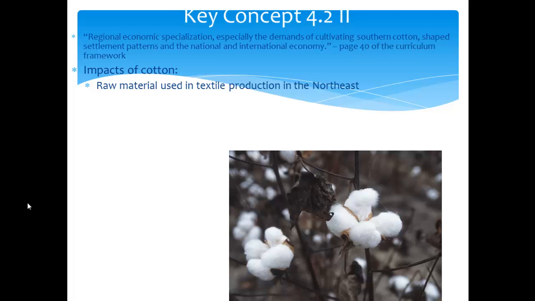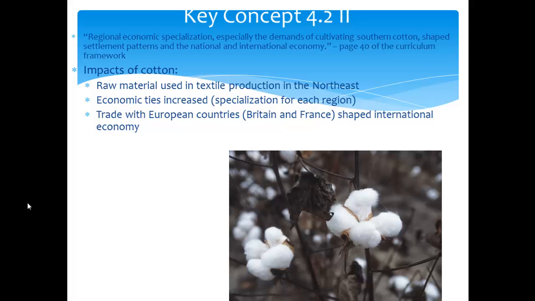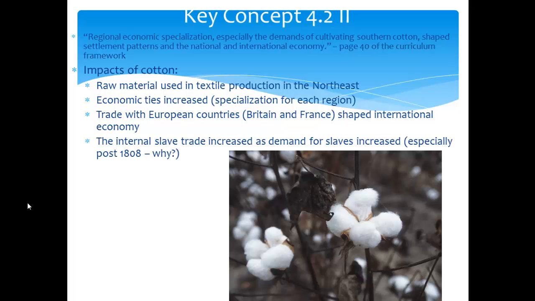The raw material of cotton was used in textile production in the Northeast. So the cotton would be grown in the South and shipped to the Northeast and turned into finished products. Economic ties will increase between each region because each region, the North, the South, and the West, will specialize in something specific, and they will trade with each other. Trade with European countries, especially Britain and France, helped shape the international economy, and it all goes back to cotton.